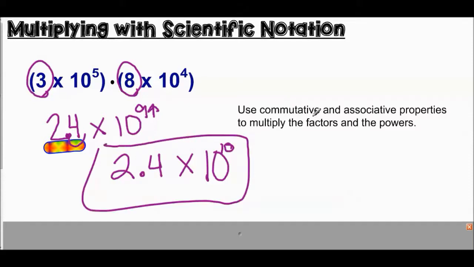So I used the commutative property, reordering. I used the associative property in that I switched how the groupings were. I grouped 3 and 8, and I grouped 10 to the 5th and 10 to the 4th. Got 10 to the 9th. I noticed it was 24 times 10 to the 9th, and I had to move that decimal over to make that first factor between 1 and 10, so that makes my exponent go up by 1.